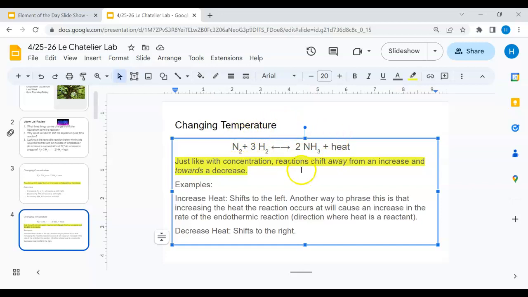When we add heat to the system, it makes it shift this way, which is what we were saying at the beginning. So when we add heat to the system, it helps to make the endothermic direction occur. And that is exactly what we talked about and touched on with Gibbs free energy.